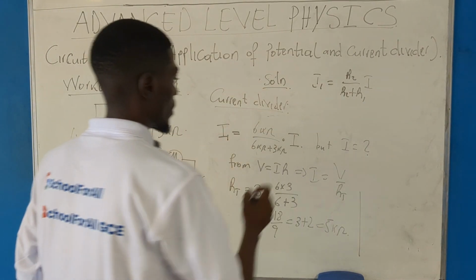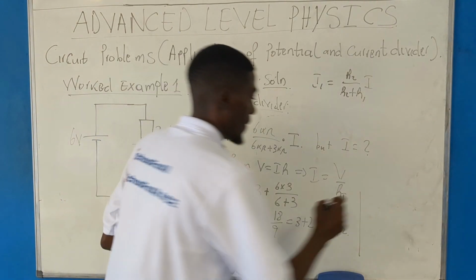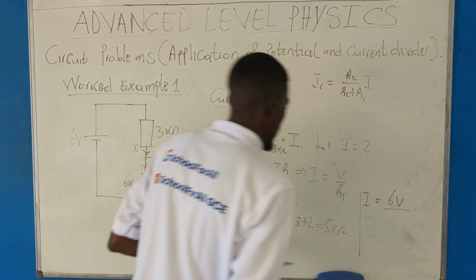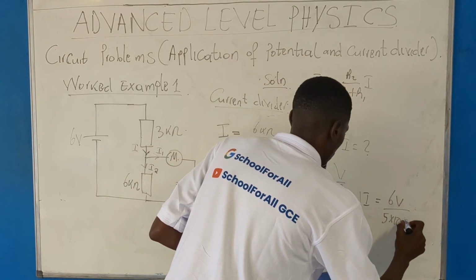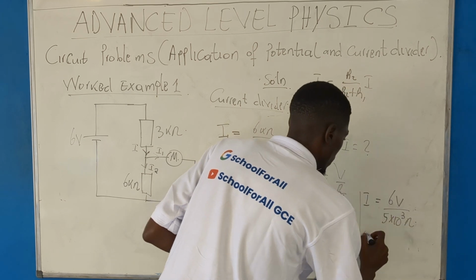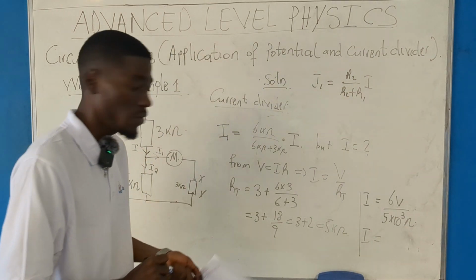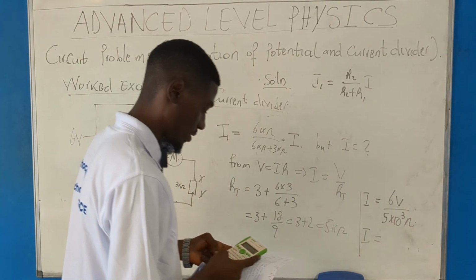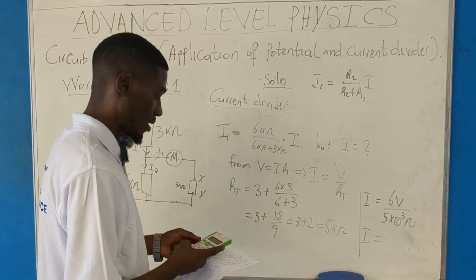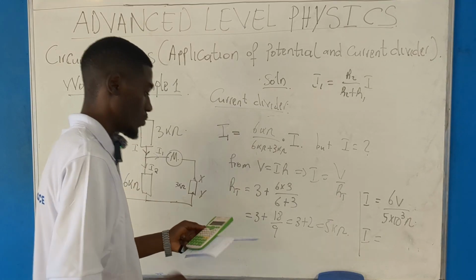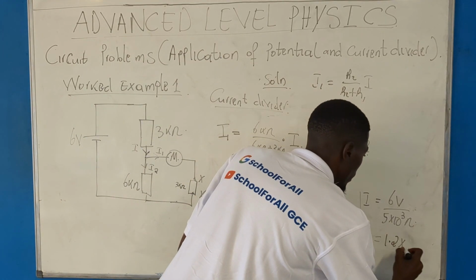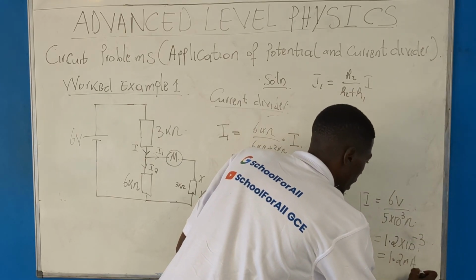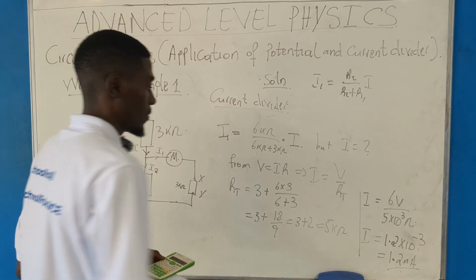So the value of R total, now I can calculate the value of I. So my I is simply equal to V, which is 6 volts, divided by 5 times 10 to the 3 ohms. So by numerical application, we will have 6 divided by 5 times 10 to the 3, which is 1.2 times 10 to the negative 3, the same as 1.2 milliamperes. So there is the value of I.